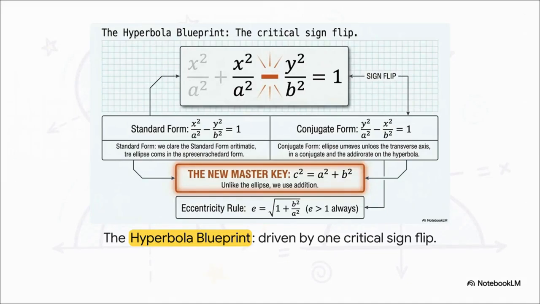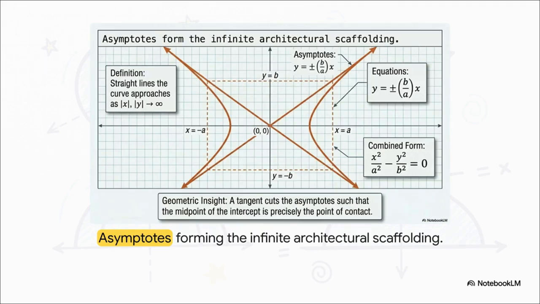In fact, if we look at the standard equations, it's all driven by one critical sign flip. Just changing the plus sign in the middle of the ellipse's standard form to a minus sign, that mutates the entire curve into a hyperbola. You aren't learning 2 completely different subjects here. You're really just learning what happens when you flip a single mathematical switch. And what's wild is that despite fracturing wide open, the hyperbola doesn't just fall into total chaos.